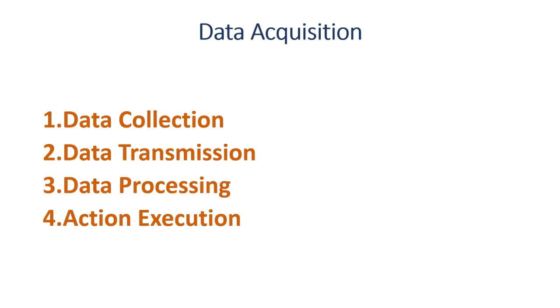And then the third step is data processing. The central control system, like a microcontroller, edge device or cloud server, receives the transmitted data. Then it performs filtering and cleaning, which is used for removing noise or outliers. And then it will do some analysis and make the decision. For example, if the temperature is measured and it is too high, then the controller will decide that it has to turn on the fan. Like that it will process the data and make decisions.